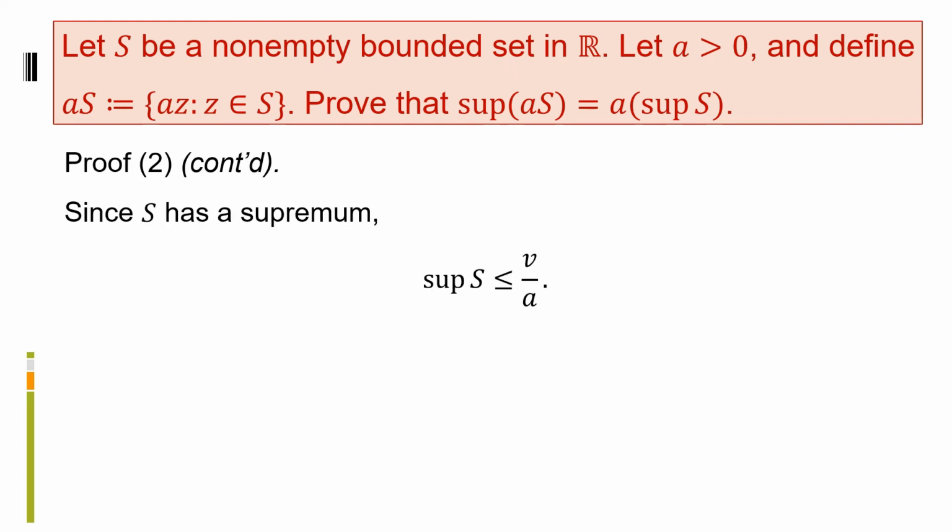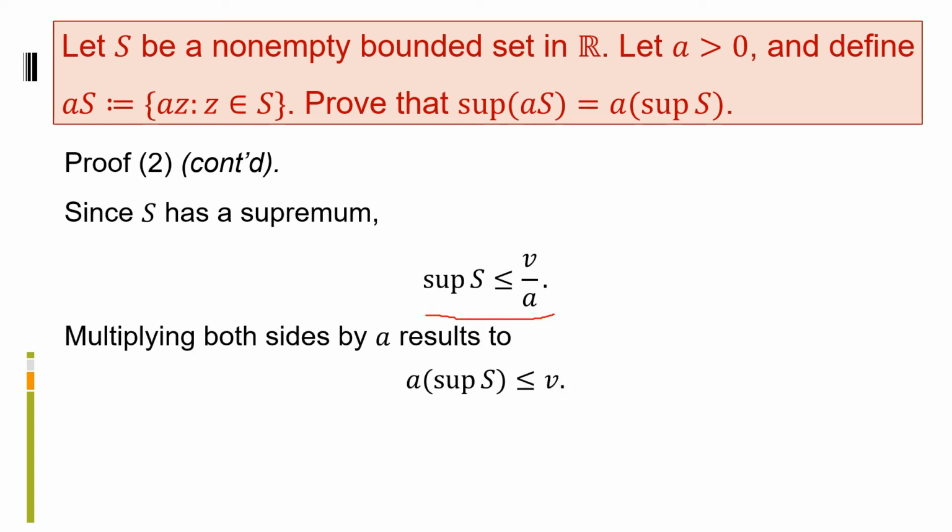Now, since S is bounded, alam natin na meron siyang supremum. Therefore, we can say that the supremum of S is actually less than or equal to V over A. Ngayon, if we multiply both sides by A, this becomes A times the supremum of S is less than or equal to our V.